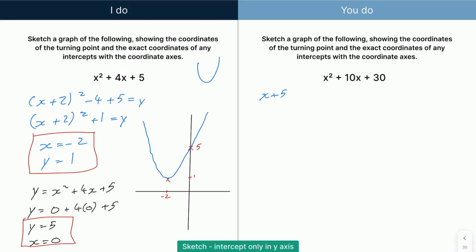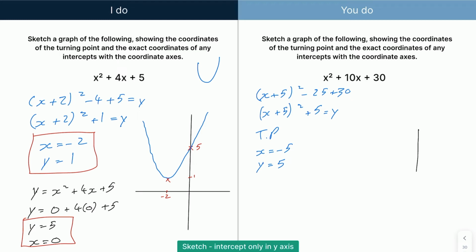So x plus 5 squared minus 25 plus 30. So that becomes x plus 5 squared plus 5 is equal to y. Now, the TP, let's just say that's the turning point. So that would be x is equal to minus 5, y is equal to 5. So that's my turning point. I can plot that on the graph.